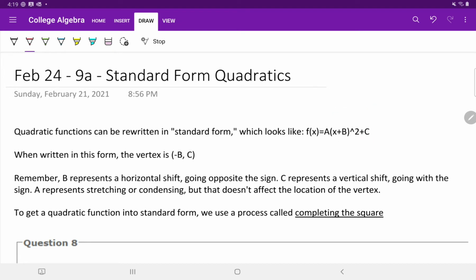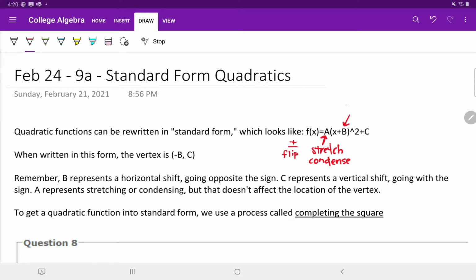The first one is, since we've already talked about transformations, you know what some of these pieces, A, B, and C, do. A, as a constant out front, is going to represent a stretch or a condensing, depending on whether it's a number bigger than 1 or less than 1. And also, depending on whether A is positive or negative, it could represent a flip as well. A negative A would represent a flip over the x-axis.